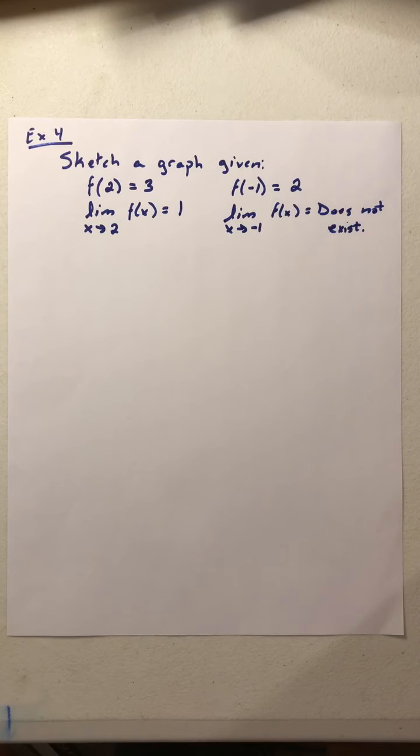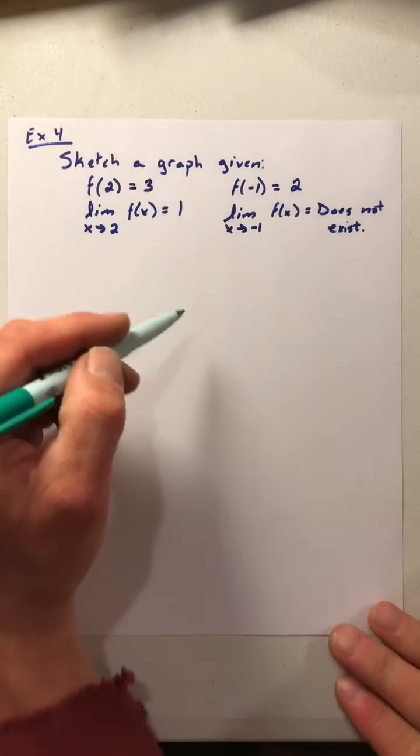In our last example, we're going to give you some information and you're going to be able to sketch a graph. So in example 4, we want to sketch a graph given that f of 2 equals 3. The limit as x approaches 2 of f of x is 1. The value at -1 is 2. And the limit as x approaches -1 does not exist.